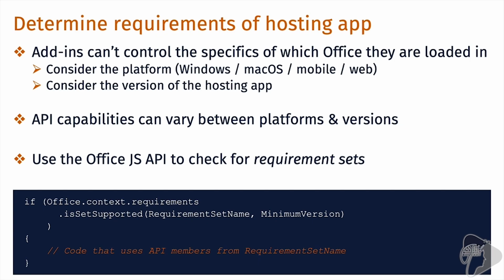I pass in the required set name and optionally the minimum version that would be supported. And if it is supported, then my code would run. So I could have an if-else statement to provide certain functionality to someone who has the latest version of Word installed and has the latest features, but then I can have a graceful fallback if the user has an older version of Word installed and doesn't have access to those same features because they weren't in the older version.